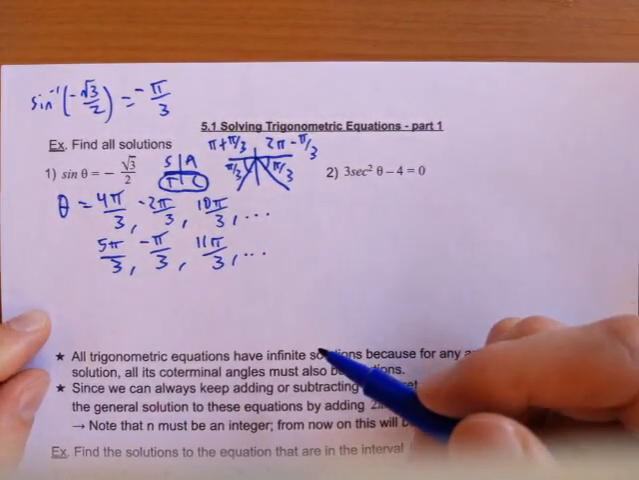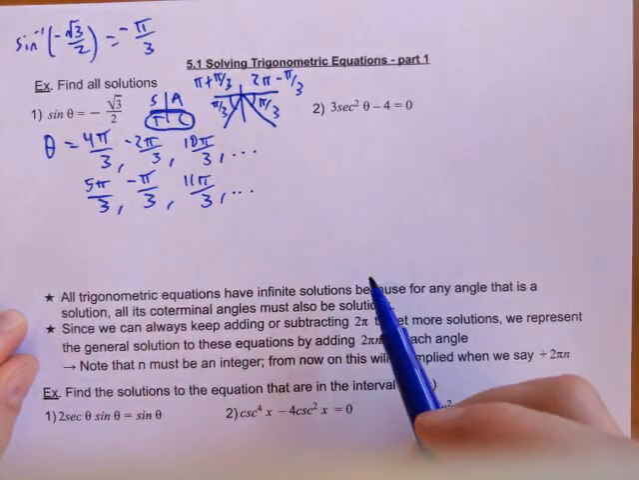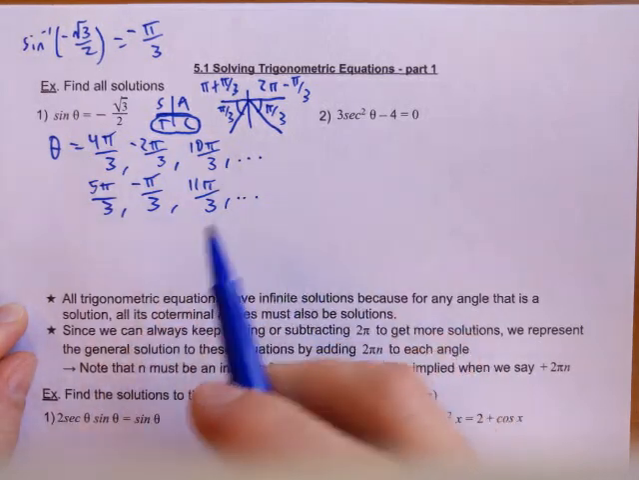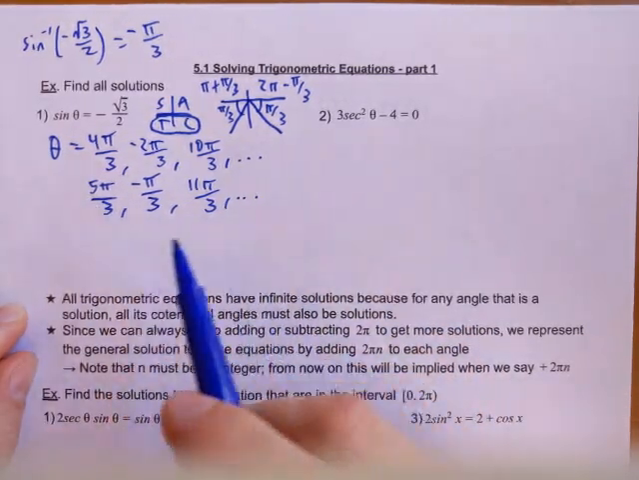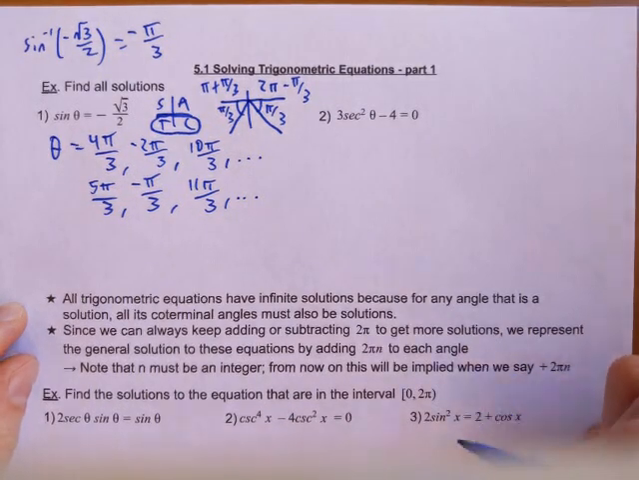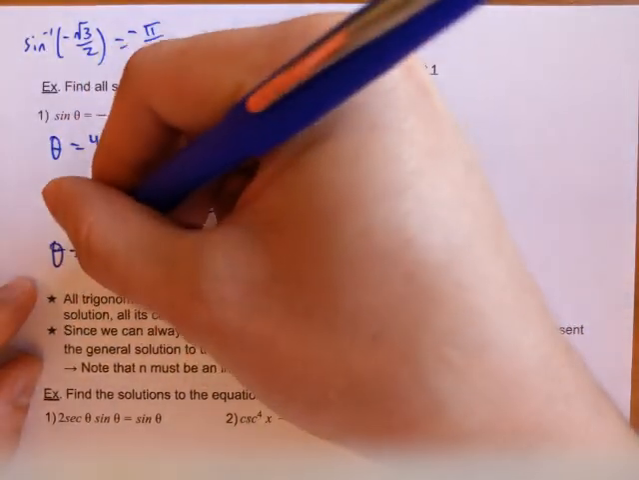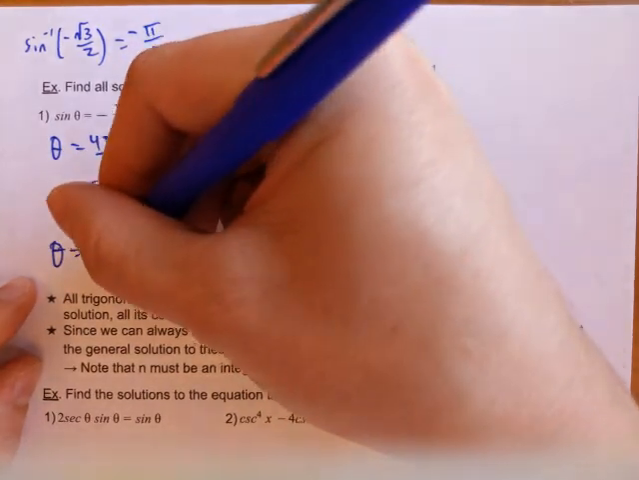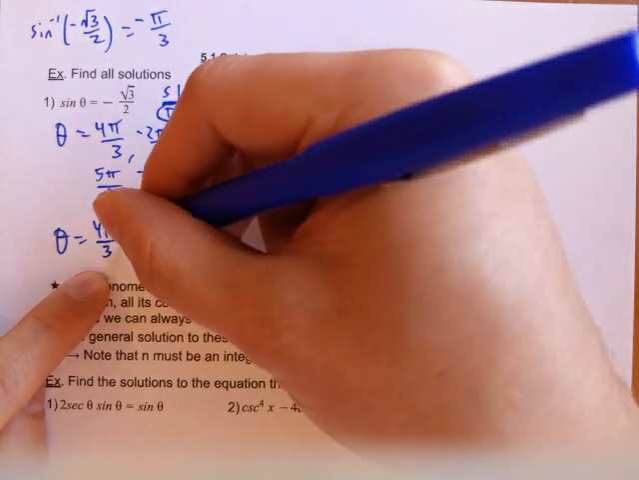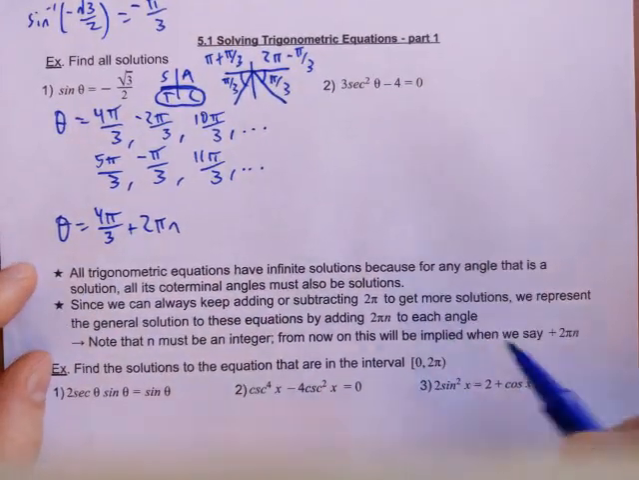So the way that we're going to represent this, you can see these notes down here. All trig equations have infinite solutions because of these coterminal angles. And the way that we get all these solutions is we keep adding 2 pi. And so we can represent all of them by looking at adding multiples of 2 pi. So the way we'll write what we'll call the general solution of all the solutions is I can say I've got 4 pi over 3 plus any multiple of 2 pi.